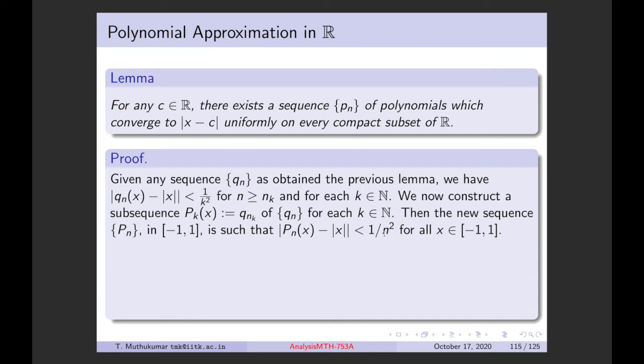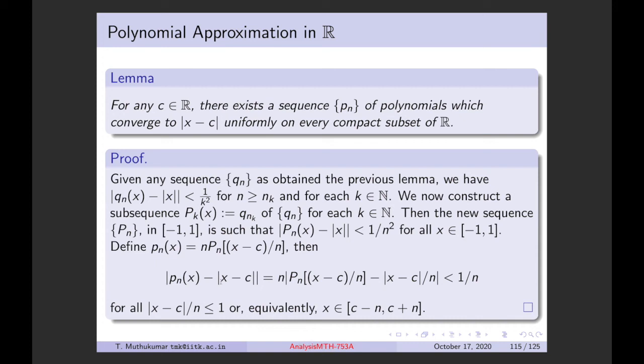Now using capital Pn, let's define the little pn. Little pn is defined as n times Pn of (x minus c over n). So little pn is capital Pn of x minus c over n, multiplied by n outside. Now what we need to show is that pn converges to mod x minus c uniformly on every compact set.